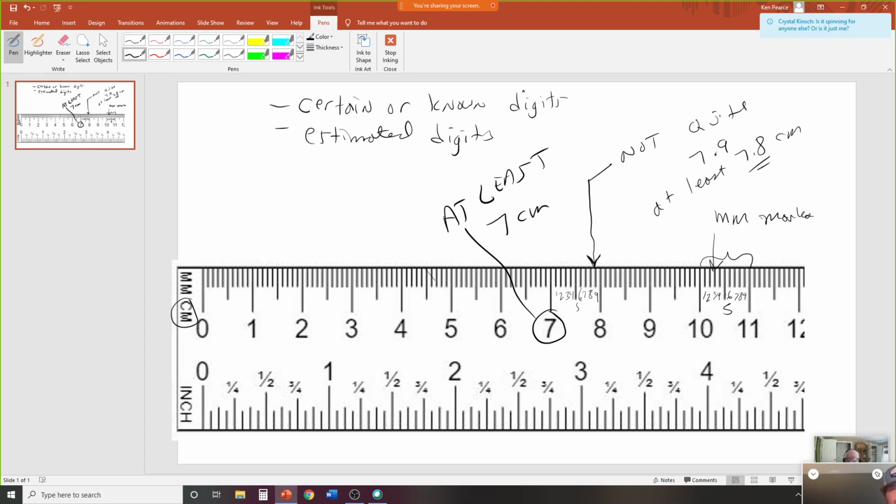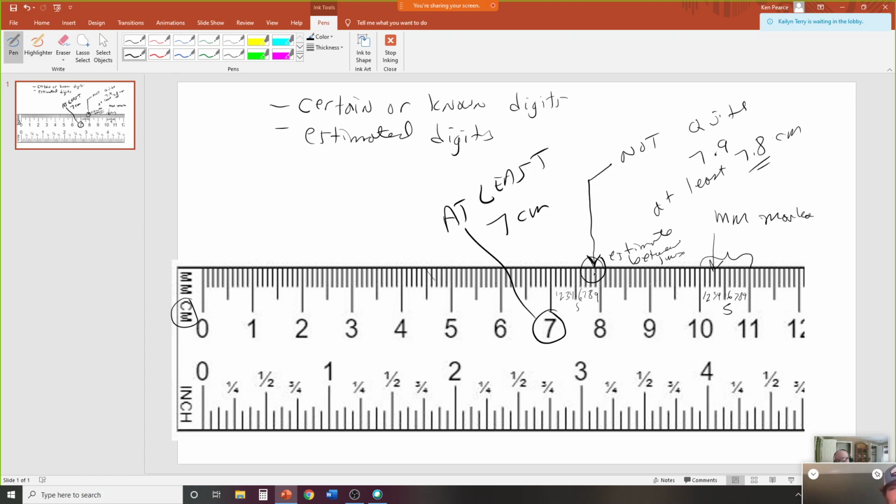That is certain. The 7.8 is certain. Now, what we have to do is estimate that last digit. The last digit is in the hundredths place. That's 7.8 something. So I look in here, and I am trying to estimate in between the lines.